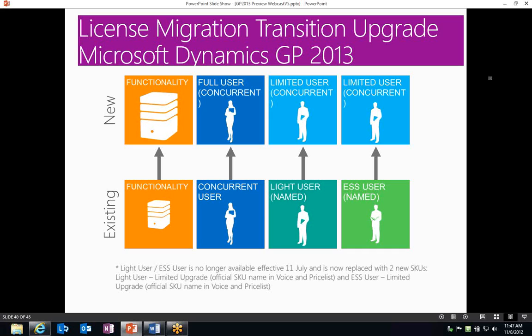So this is meant to show that you're getting functionality like for like. So again, if you owned functionality in GP 2010 or GP 10, you're going to get all of that functionality in GP 2013. The users will map over 1 for 1. So if you have 20 users today in GP 2010, you're going to get 20 users. And again, the light users and the ESS users, which are named, will become concurrent users.